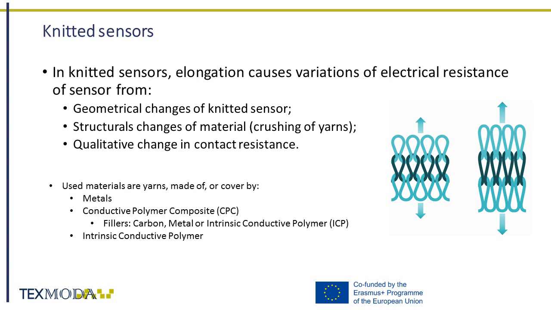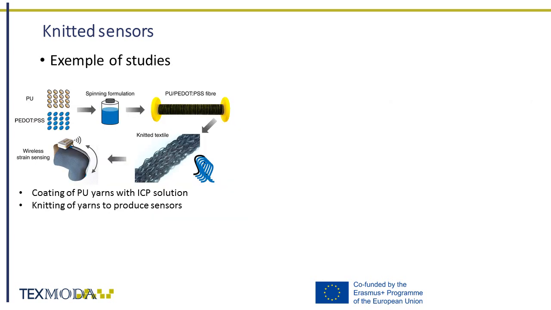In smart textile field, used materials to develop knitted sensors are yarns made of or covered by metals, conductive polymer composites, or intrinsic conductive polymers. Here is some example of knitted sensors. This first study is about the knitting of polyurethane yarn coated with intrinsic conductive polymers. This sensor is used to evaluate the bending of knee for medical application. The sensor is glued on a garment.